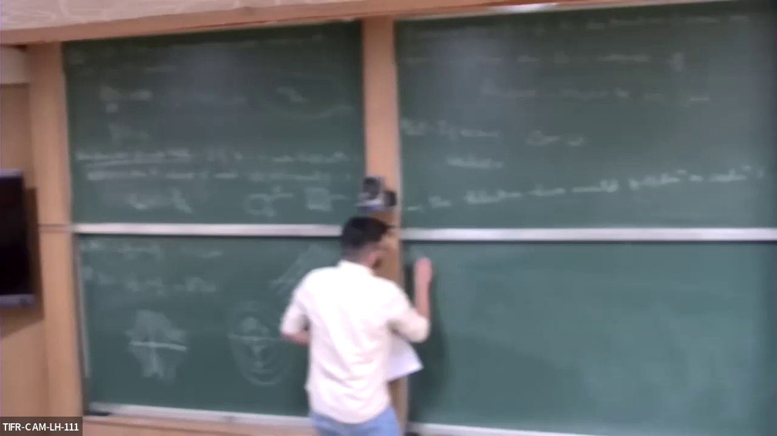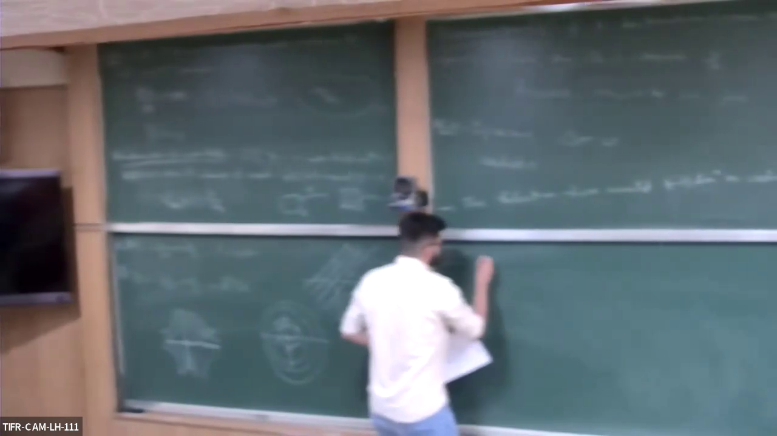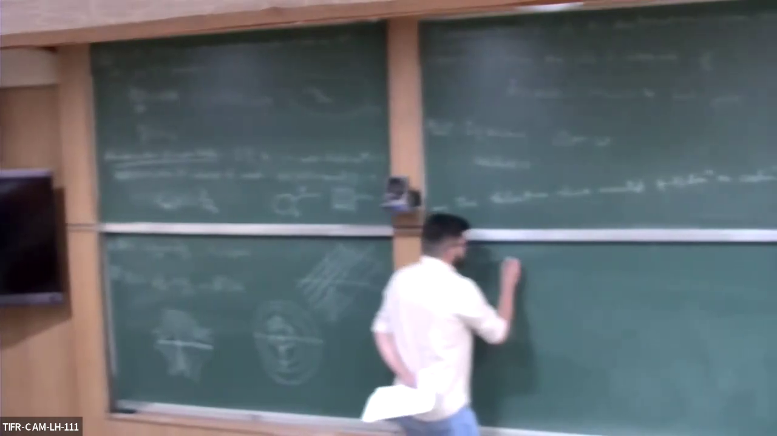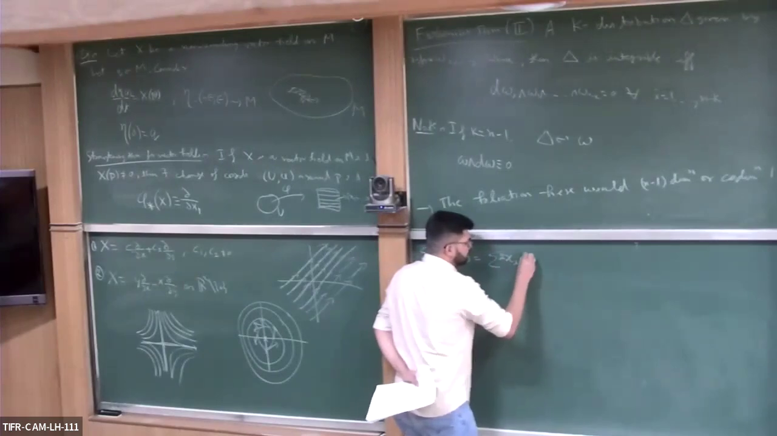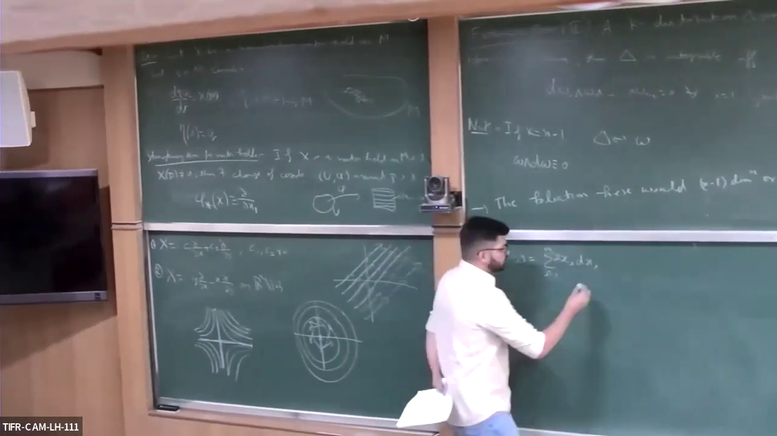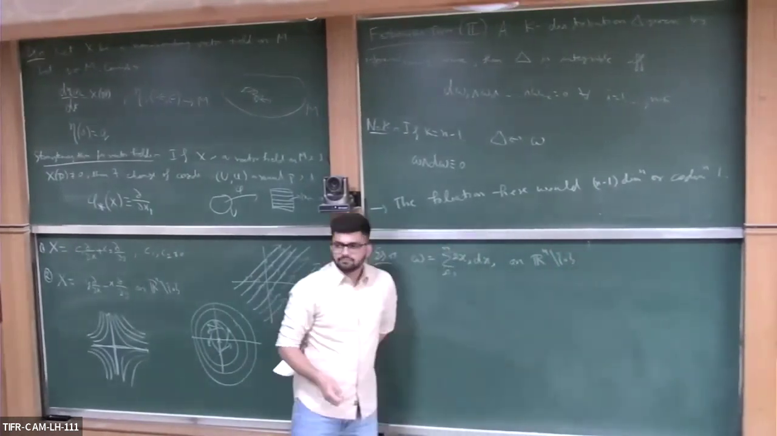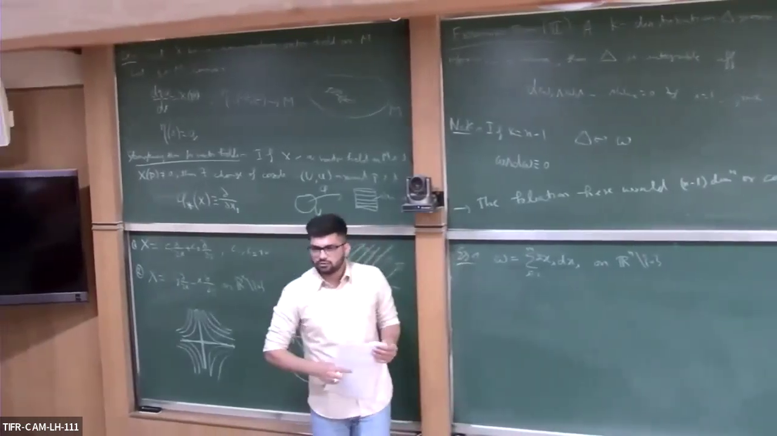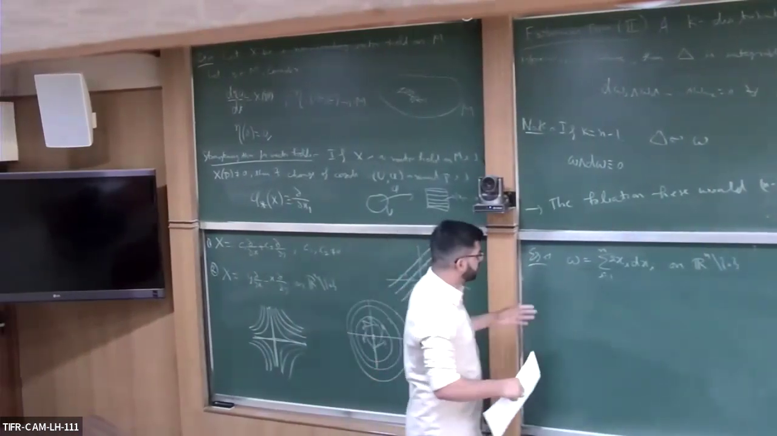Okay, so let me give you an example. So consider this one form omega, say summation of x_i d x_i, i equal to 1 to n. Consider this one form on R^n minus 0, because at 0 this one form does vanish. We want a non-vanishing one form, so that they do give us an n minus 1 dimensional subspace of the tangent space.